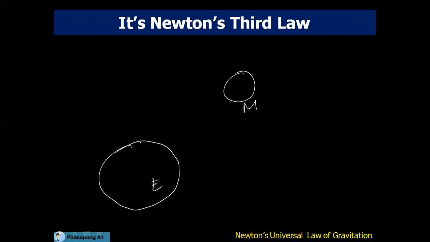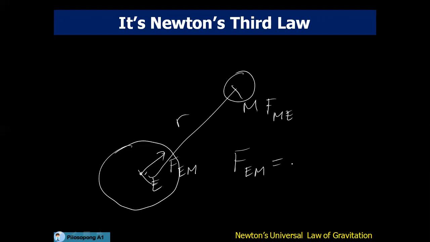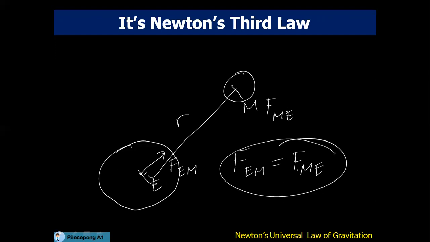So since we have Earth and the moon, we say that the Earth exerts a force on the moon while the moon also exerts a force on the Earth upon a certain distance r. Using the third law, we say that the force the Earth exerts on the moon is equal to the force exerted by the moon on the Earth. Since they differ in direction, we still follow Newton's third law.